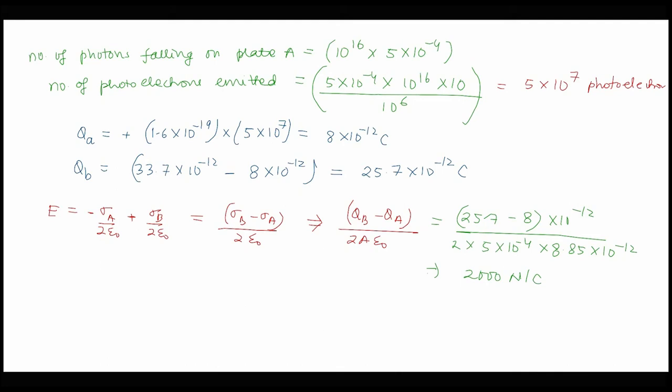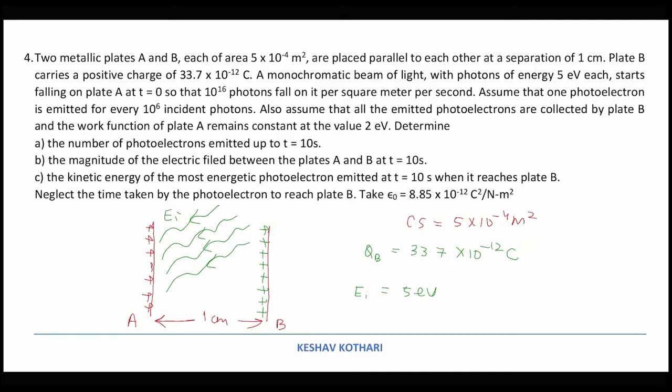Now we are coming to the third part. The question is saying that the value of the work function is 2 electron volt and the incident energy is 5 electron volt. So I can say that the maximum kinetic energy of the emitted photoelectron is going to be 5 minus 2, that is 3 electron volt. So this is going to be the maximum value for the emitted photoelectron.